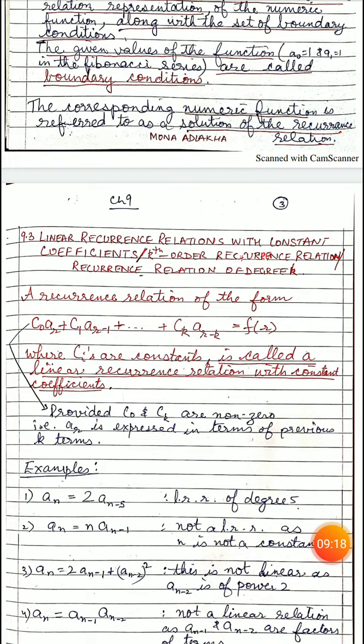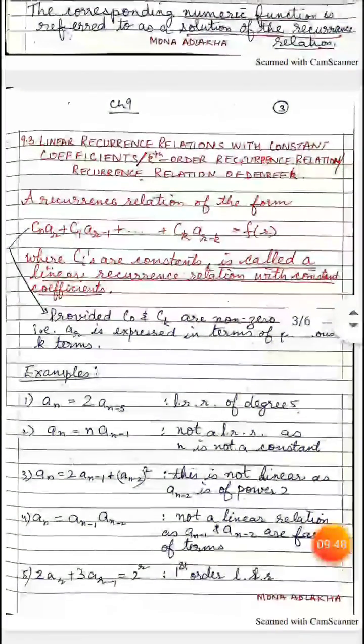So if I have a recurrence relation of the form C0 a_r plus C1 a_(r-1) plus so on, plus Ck a_(r-k) equal to f(r), here all the C's are constants, and this is called a linear recurrence relation with constant coefficients. Even if your equation is given in a different way, how do you identify that it is a linear recurrence relation with constant coefficients? We'll see subsequently in certain examples.